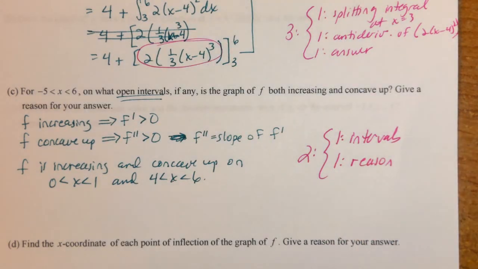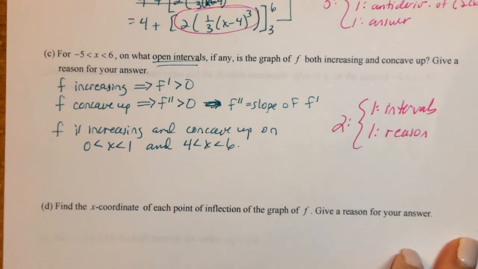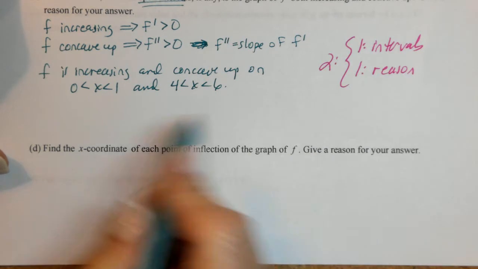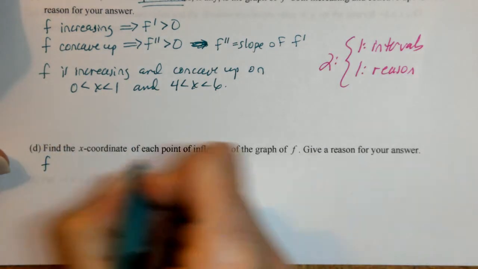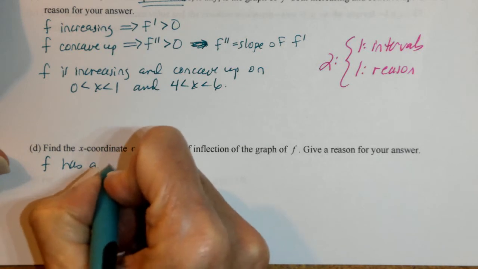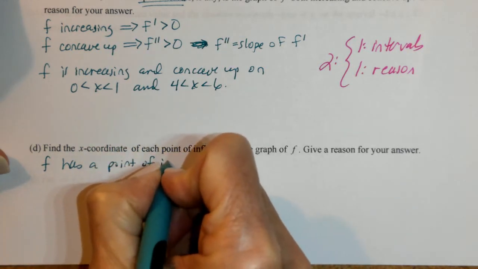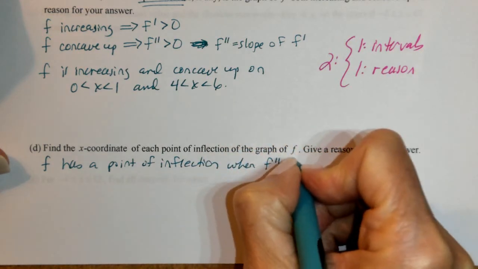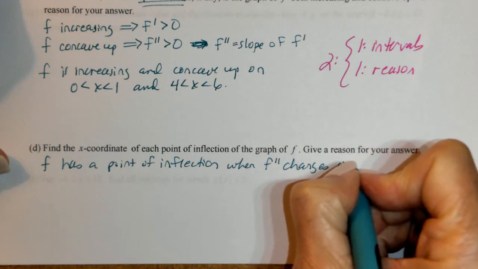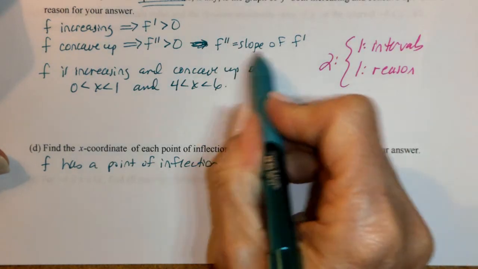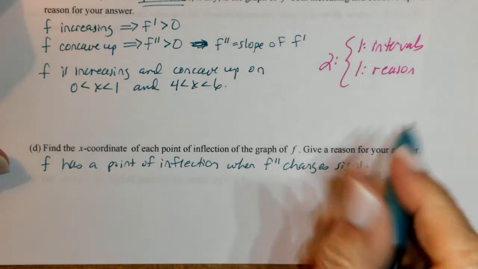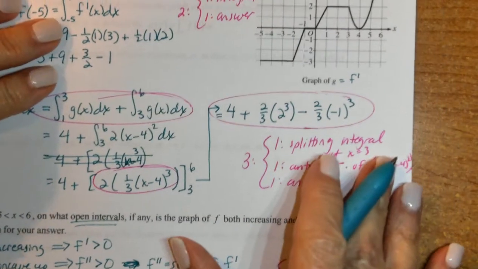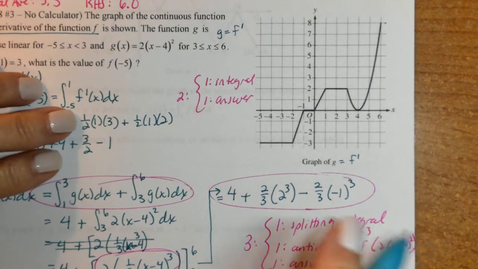Part D. Find the x-coordinate of each point of inflection of the graph of f. Well, I'm going to begin with my reason. F has a point of inflection when f double prime changes signs. I've already said what f double prime is, so I don't need to say it again. I'm just going to go and look for where f double prime changes signs.